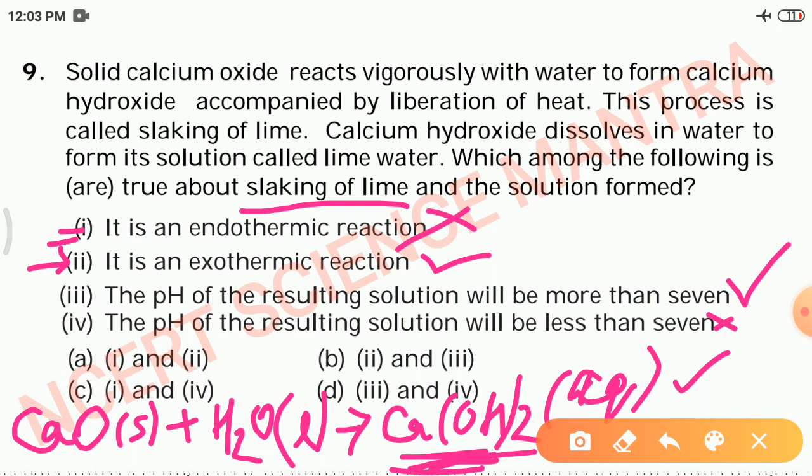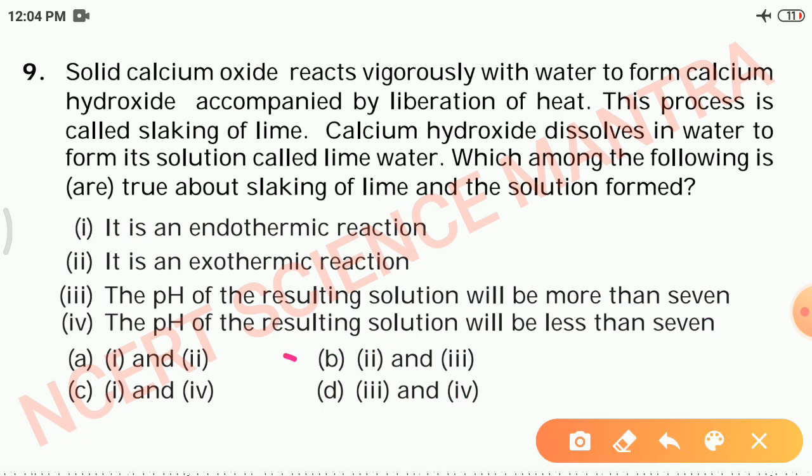Now in which option will we find second and third? Second and third, you can see, is in option B. So correct answer is option B, second and third.